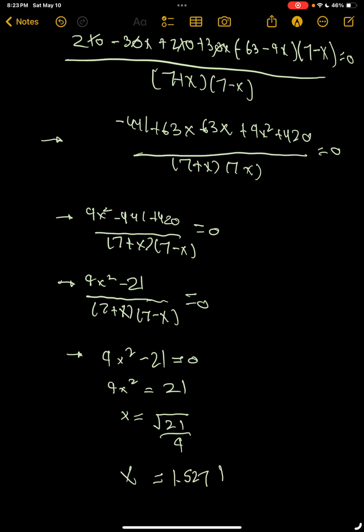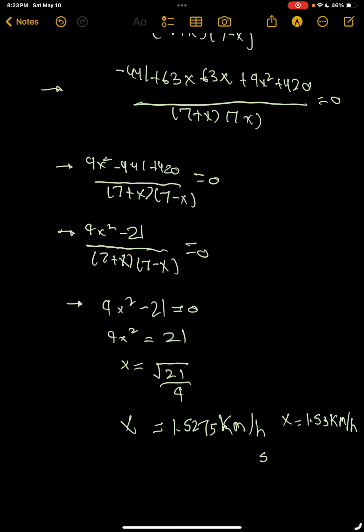1.5275 kilometers per hour. And if you round this to 3 digits, then it's going to be x equal to 1.53 kilometers per hour, which will be the speed of the current.